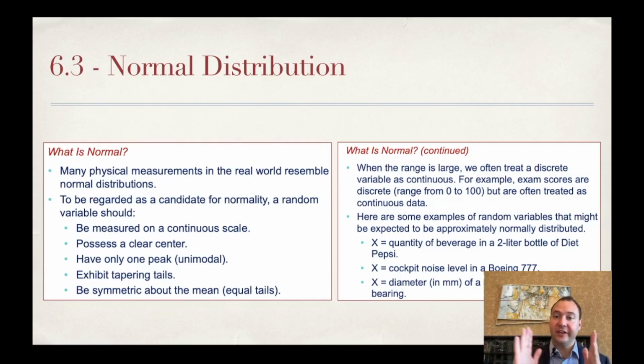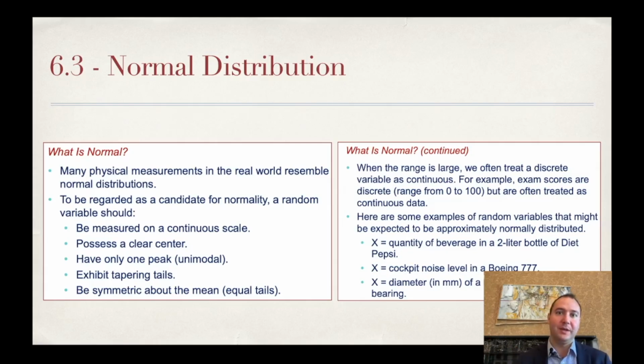When the range is very large, we often treat a discrete variable as continuous. For example, exam scores are discrete. They range from 0 to 100, but we often treat exam scores as continuous data. Here are some examples of random variables that might be expected to be approximately normally distributed. The first example is very specific. I'm not sure why. X equals the quantity of beverage in a 2-liter bottle of Diet Pepsi.